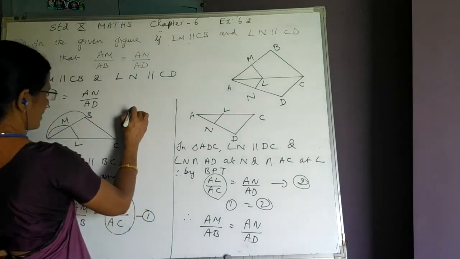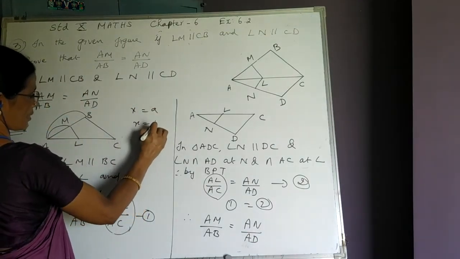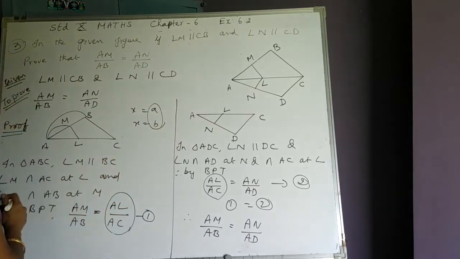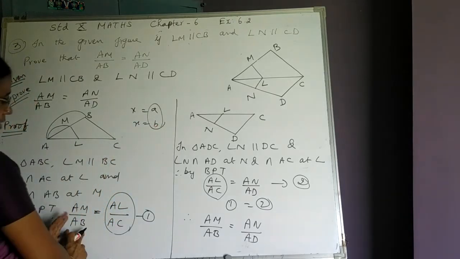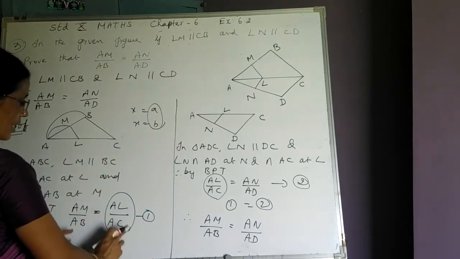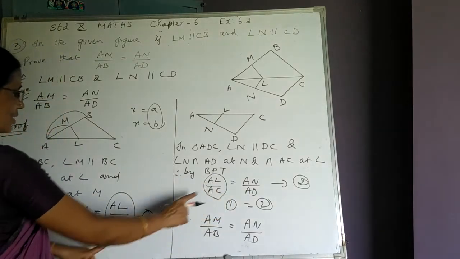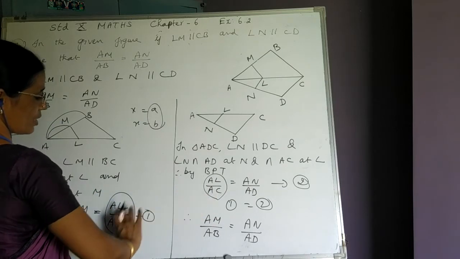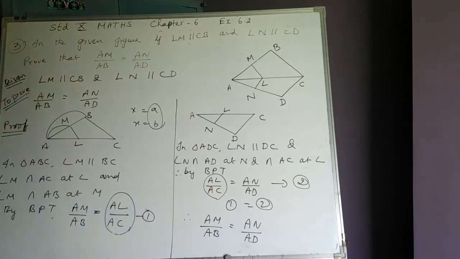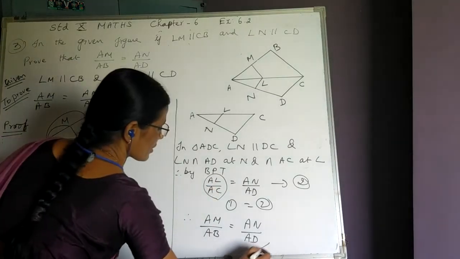It is like this. If x is equal to A and x is equal to B, what about A and B? They are equal. So x is equal to A, again x is equal to B, therefore A and B are equal. So which is repeated, which is common, that should be dropped. The remaining two can be compared. We got the required result.